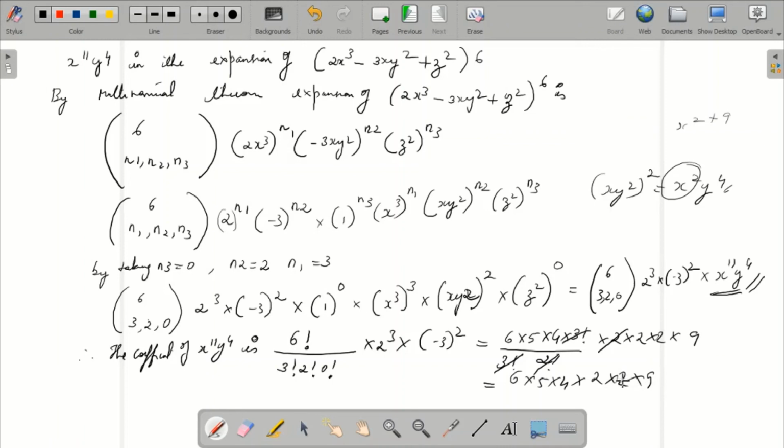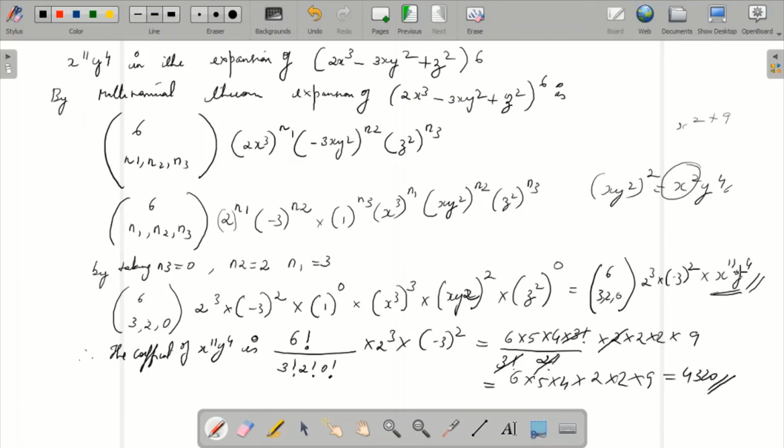So just try to multiply these values. 6 into 5 is 30. 30 into 4 is 120. 120 into 2 into 2, which is 4, gives 480. 480 into 9, you get 4320. So this is the coefficient of x to the power 11 y to the power 4.